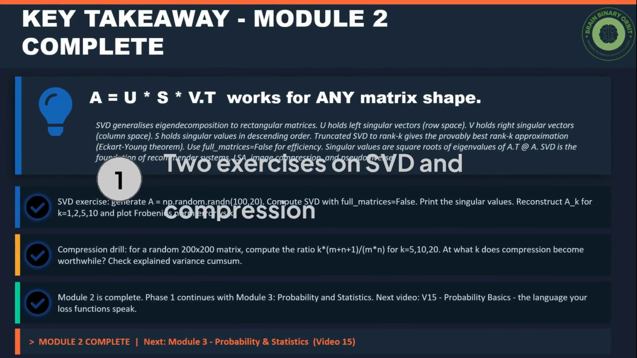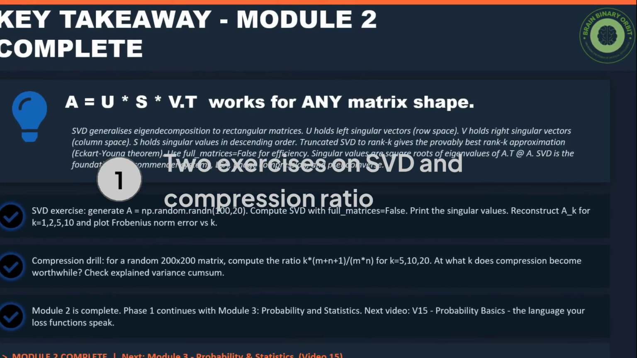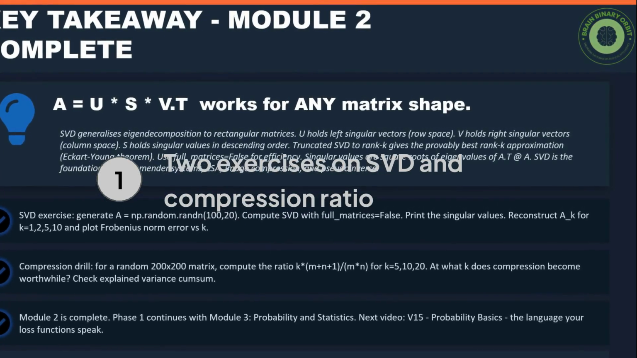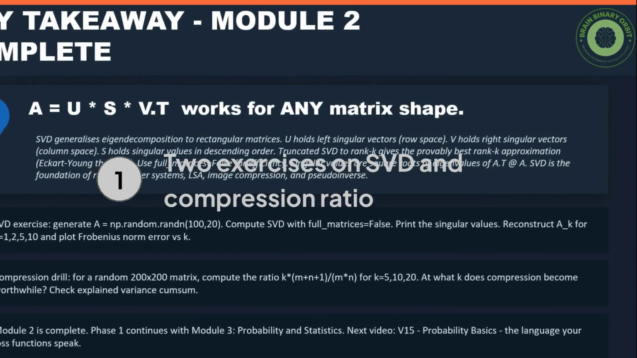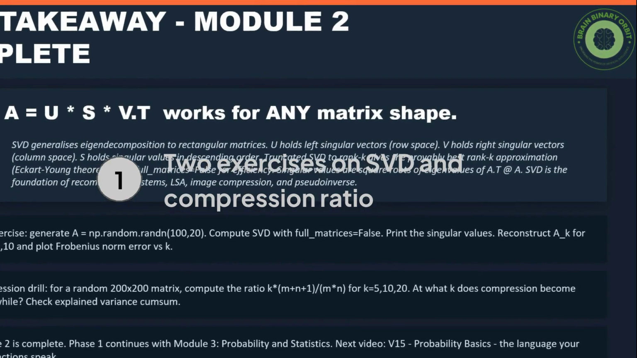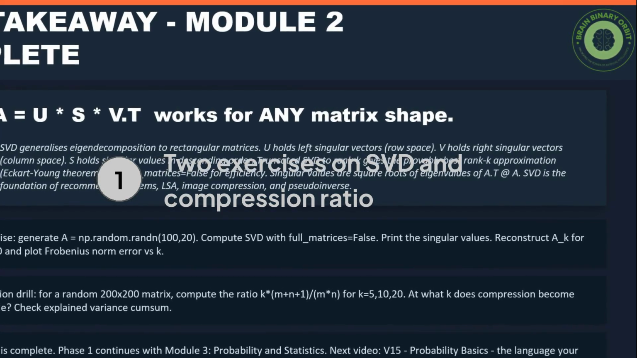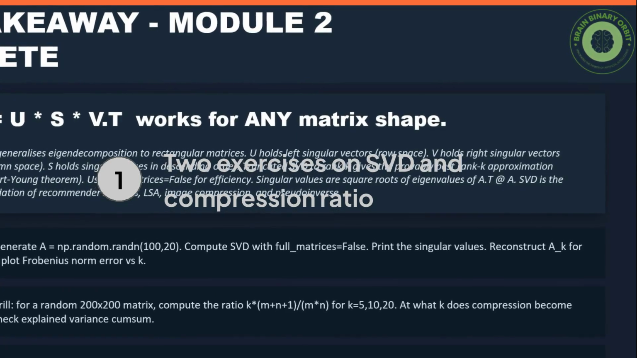2 exercises. Compute SVD on random 100 by 20 data, plot singular values and reconstruction error versus k. For a 200 by 200 matrix, compute the compression ratio k times (2n plus 1) over n squared for k equals 5, 10, 20 and find the crossover point.